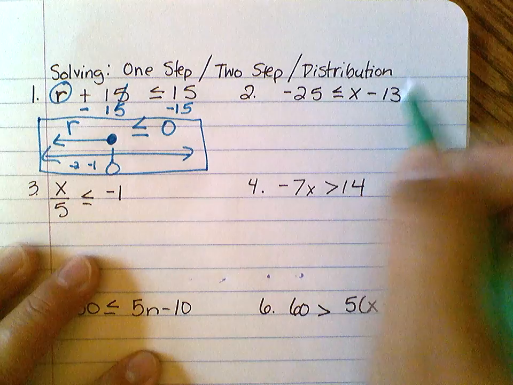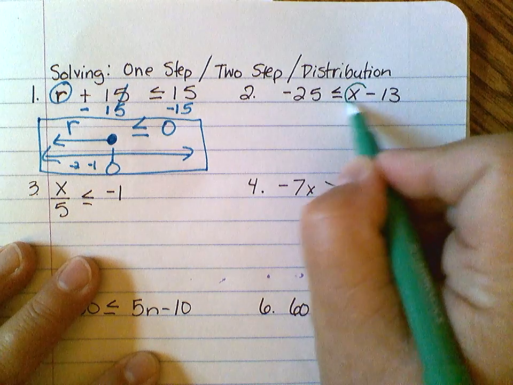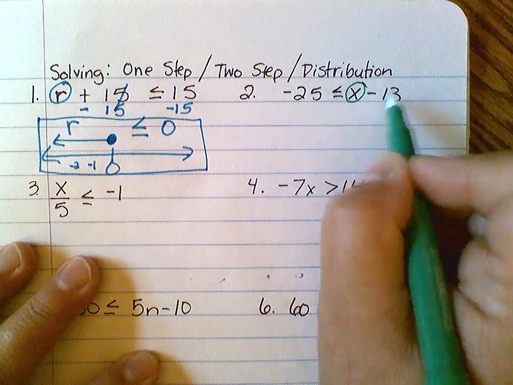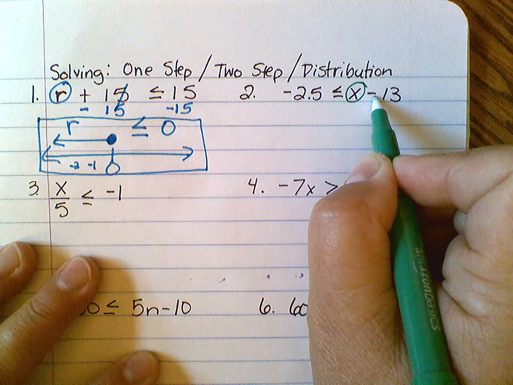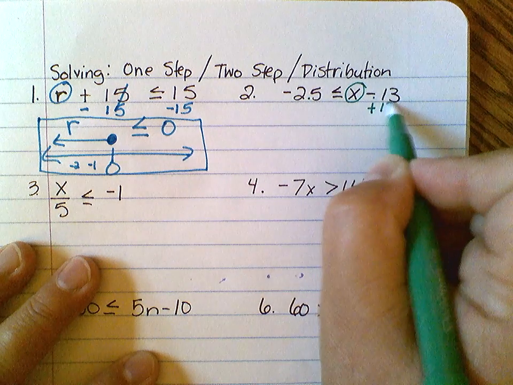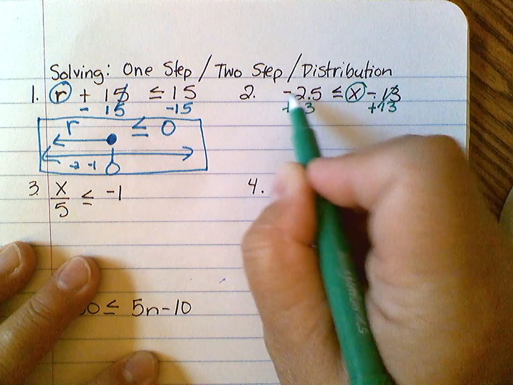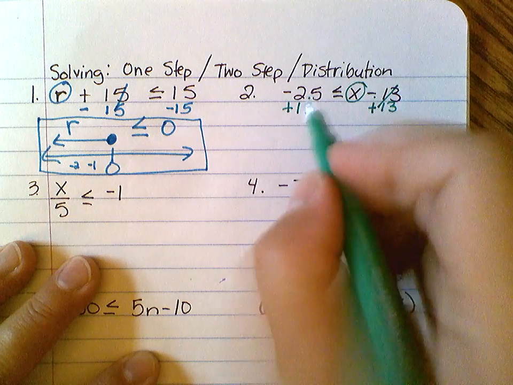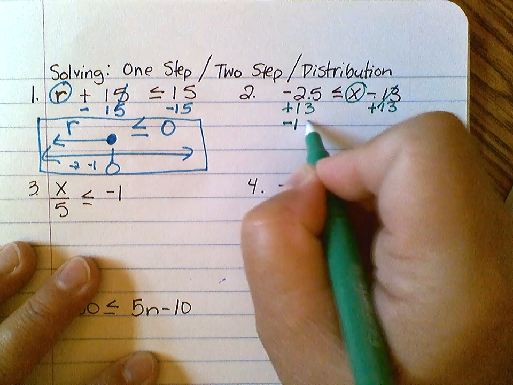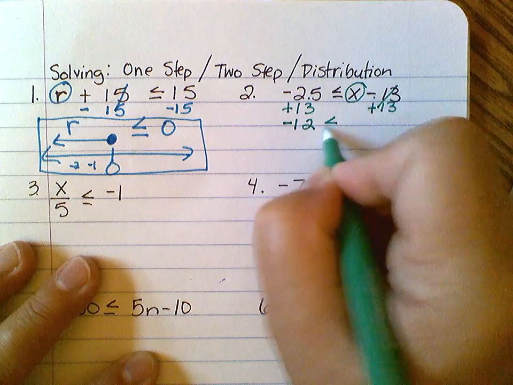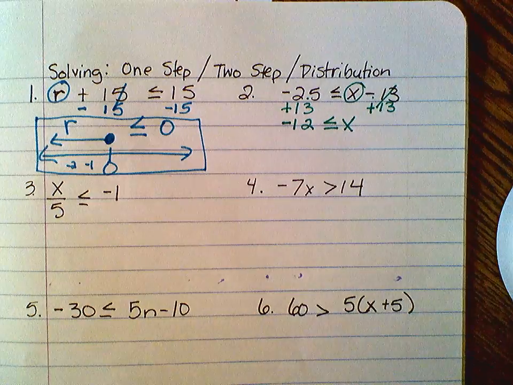Looking over here, here's my variable. So this is one of those where I'm going to move to the left. The opposite of subtract is add. So I'm going to add 13. Negative 25 plus 13 is negative 12, is less than or equal to x.